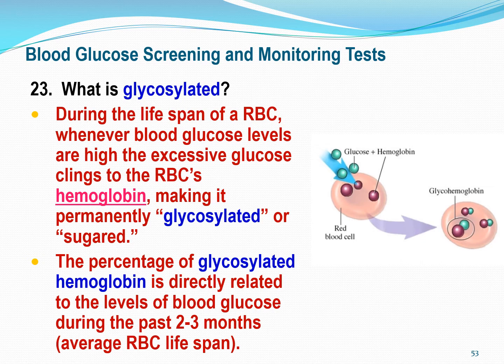So what is glycolated? I never can say that word right. During the lifespan of an RBC, whenever blood glucose levels are high, the excess glucose clings to the RBC's hemoglobin molecule, right? Making it permanently glycolated, or sugared, right?